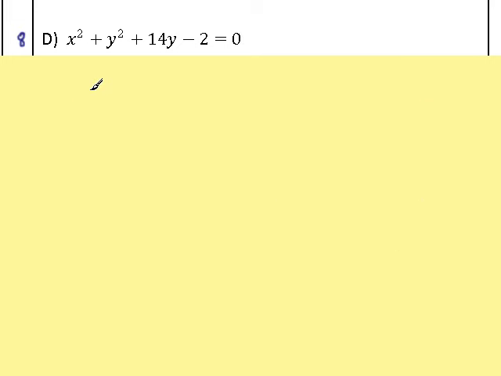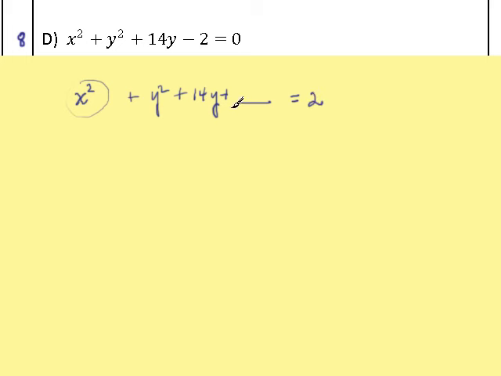Okay, here again we want to find the center and radius, so we want to put this in standard form. All right, so let's see. The only x term we have is x squared, and that square is already completed. And here we have y squared plus 14y, and we'll add a blank onto the end. And add this 2 over to the other side. Add 2 to both sides, and we have a 2 on the right-hand side.